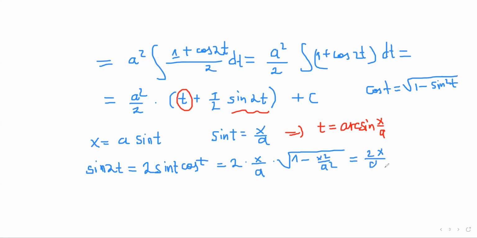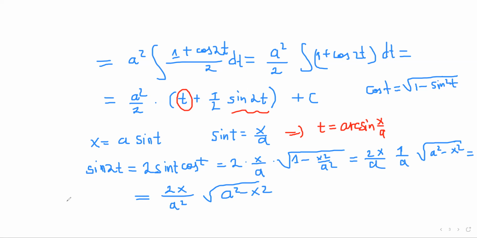Just a very little simplification here will take us to 1 out of a times the root of a squared minus x squared. So we factor 1 out of a from out of the root, and we have a squared minus x squared. Of course, we can go forward. It's going to be 2x divided by a squared times the root of a squared minus x squared. So I suppose we are done with all this stuff.